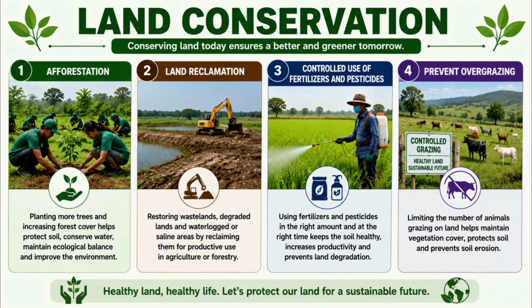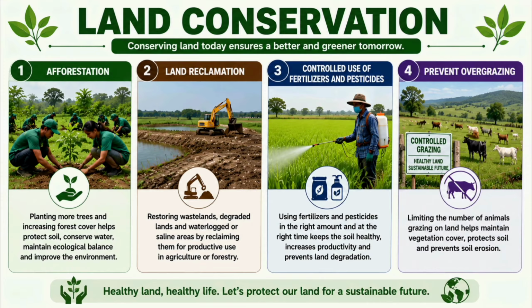Afforestation. Planting more trees and increasing forest cover helps protect soil, conserve water, maintain ecological balance and improve the environment. Land reclamation. Restoring wasteland, degraded lands and waterlogged or saline areas by reclaiming them for productive use in agriculture or forestry.